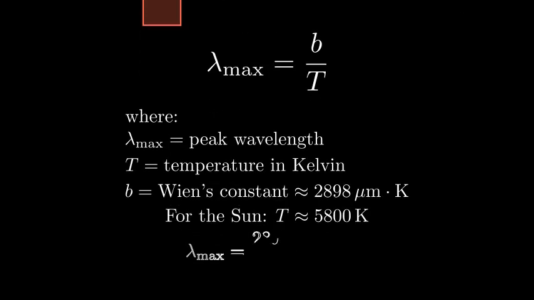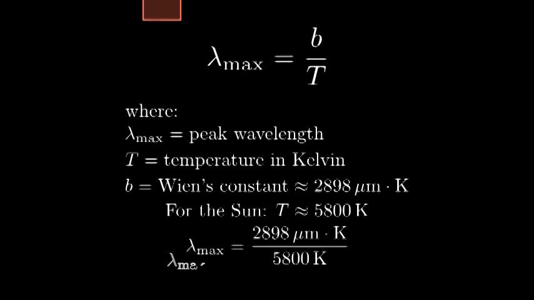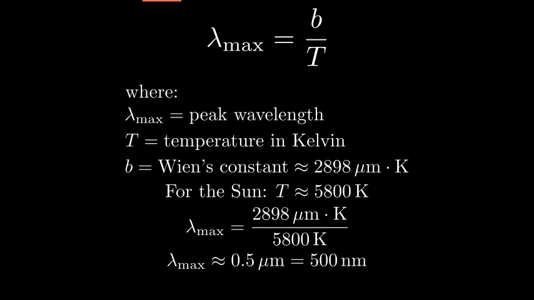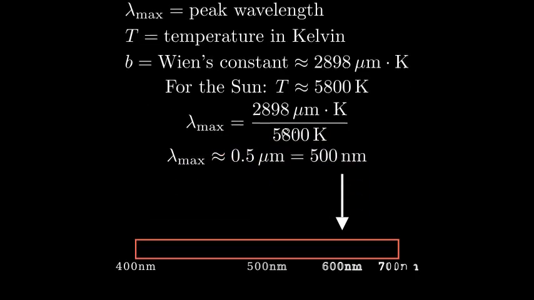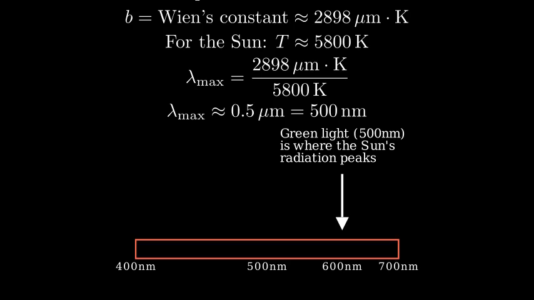Let's apply Wien's law to an example. The Sun has a surface temperature of about 5,800 Kelvin. Using Wien's law, we can calculate the wavelength at which the Sun emits the most radiation. Lambda max equals 2,898 divided by 5,800, which gives us approximately 0.5 micrometers or 500 nanometers. This wavelength corresponds to green light in the visible spectrum, which is why the Sun appears yellow-white to our eyes.